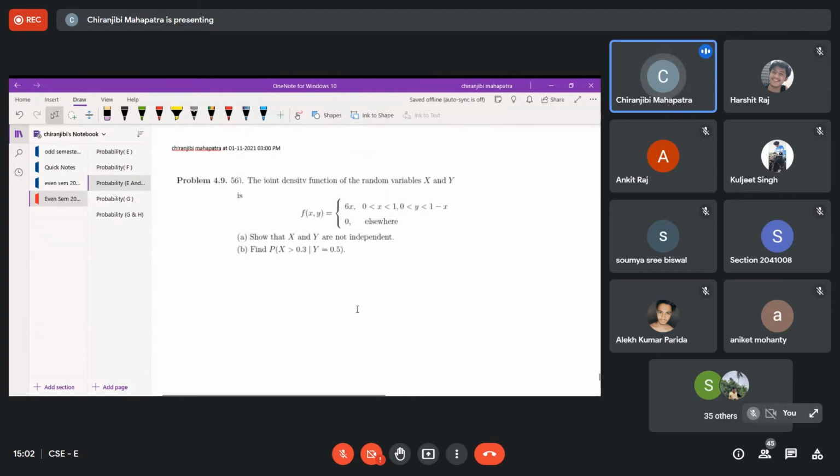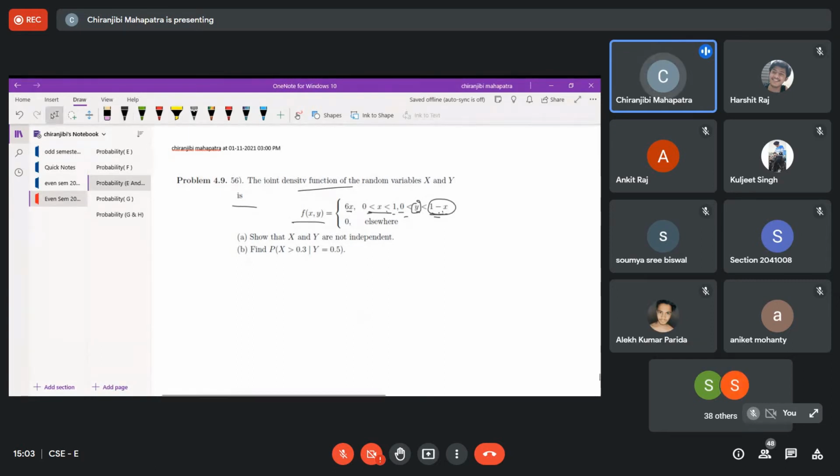Okay, so let us also take another problem. The joint density function of random variables x and y is given as f of x, y equals 6x, when x lies between 0 and 1 and y lies between 0 and 1 minus x. Note down that x lies between 0 and 1, but y lies between 0 and 1 minus x. So here an x term is there, not a constant term.